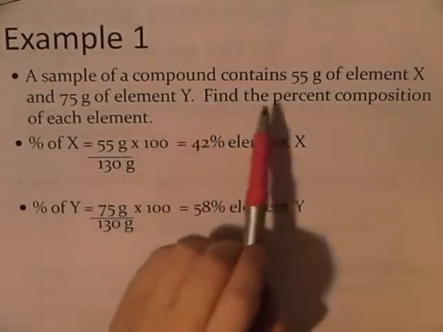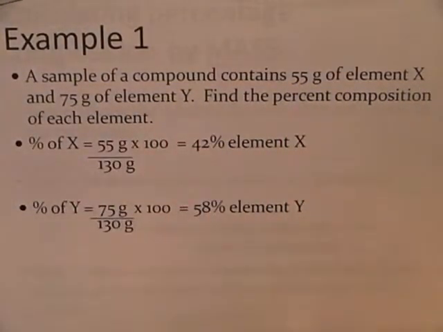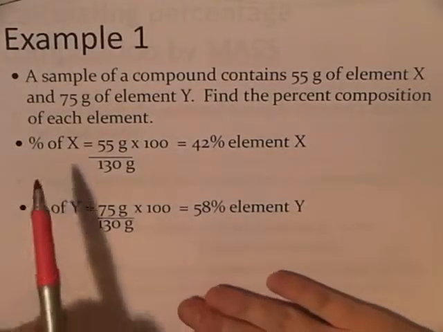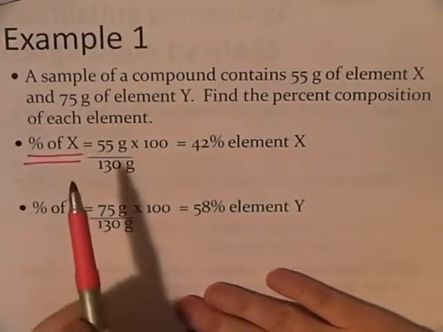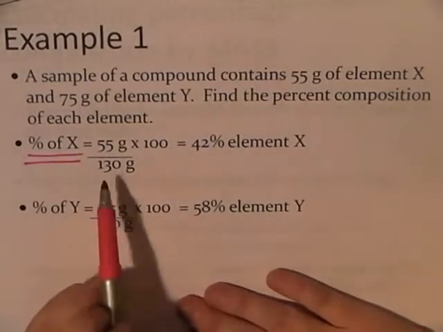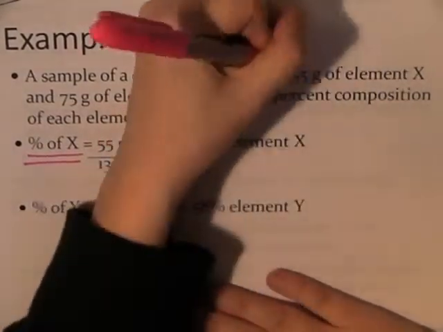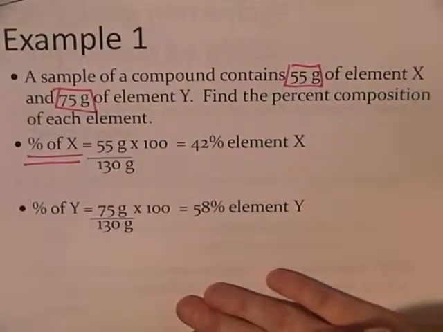So it says a sample of a compound contains 55 grams of element X and 75 grams of element Y. Find the percent composition. All right, so the way we do that, take X. To find the percentage of X first, you want to take the mass of X, which we were told was 55, over the total mass, and you're just going to get the total mass by adding the two together. Right, 55 plus 75, you get 130.